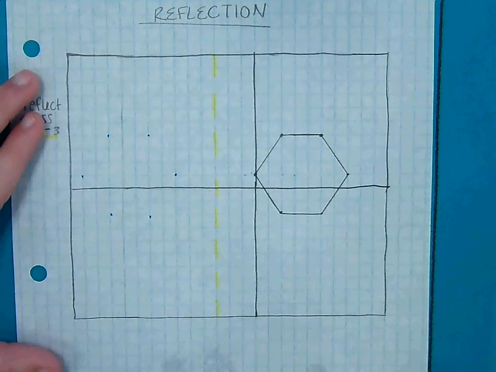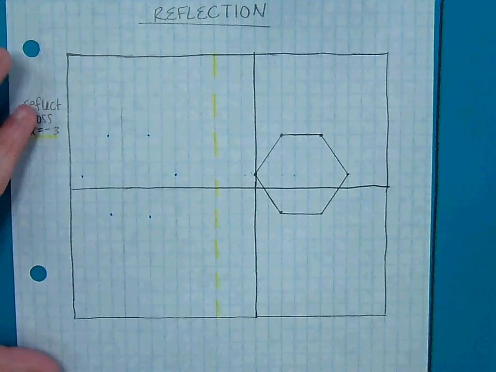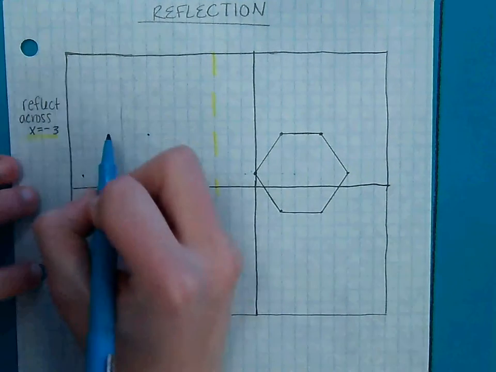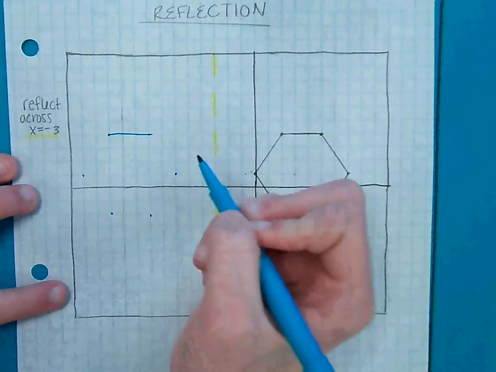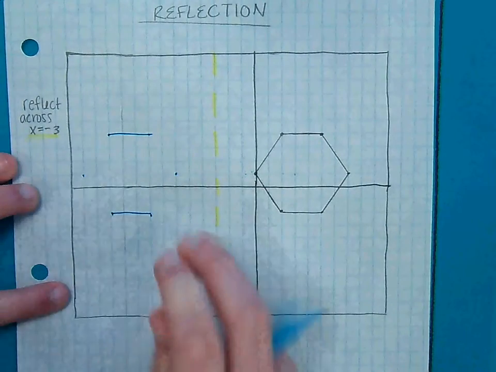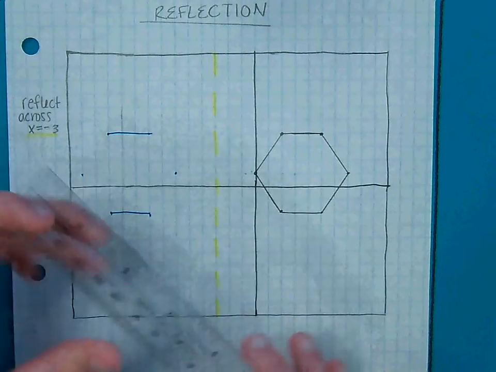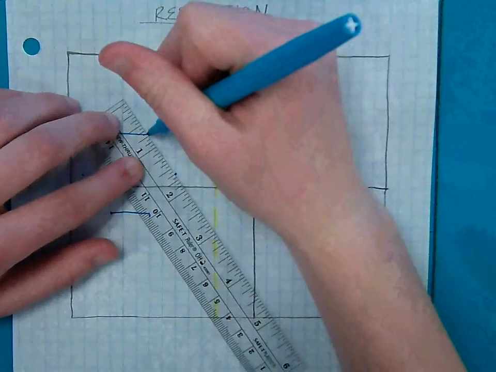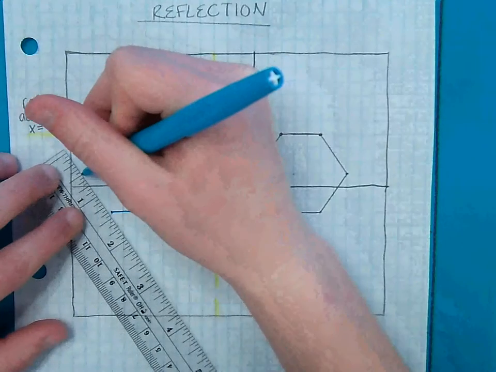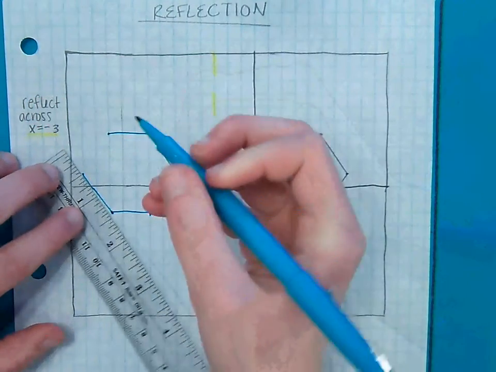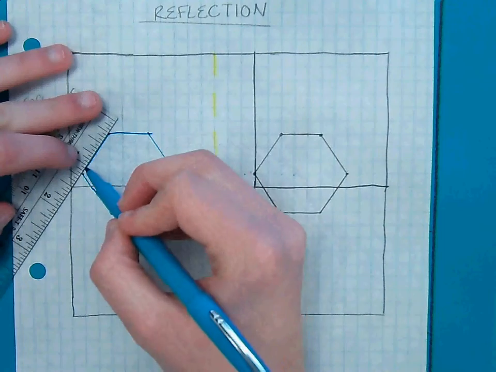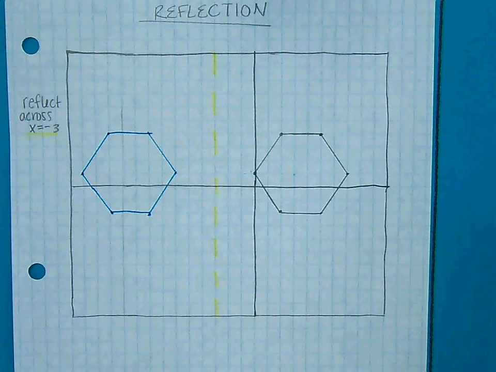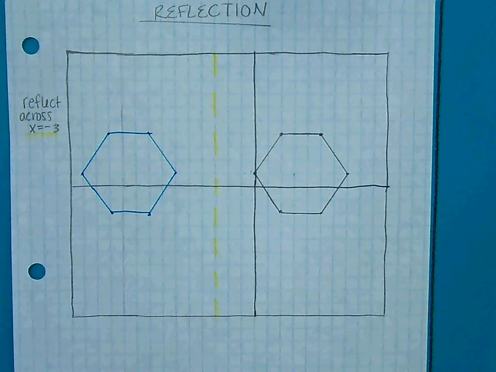Okay, so I have all the points reflected across x equals negative 3, and now I'm just going to connect the dots. So, connect that one, connect this horizontal line. I'm going to use the straight edge to connect this one, and then this one. And the last 2 points to be connected. And that is the hexagon reflected over x equals negative 3.